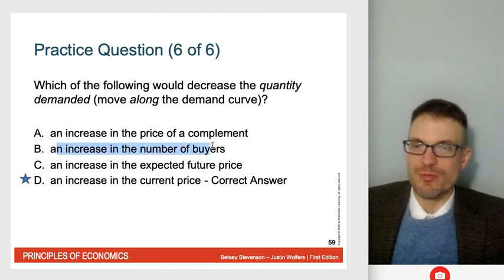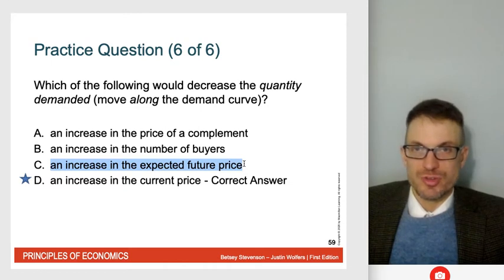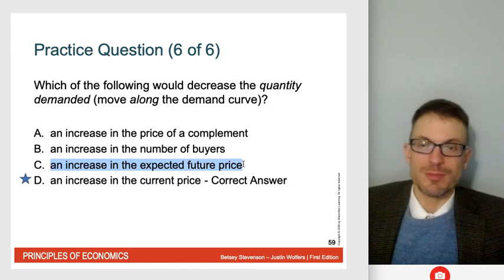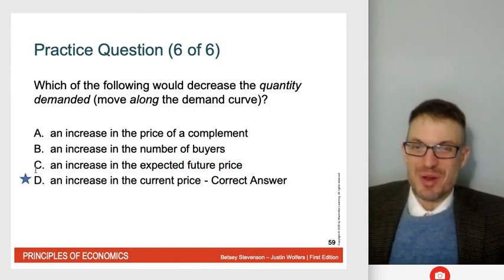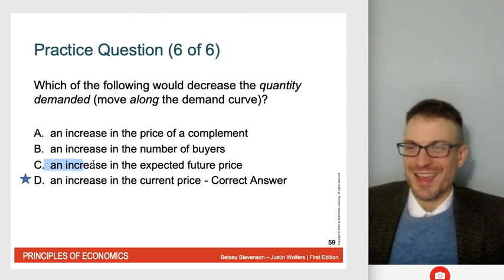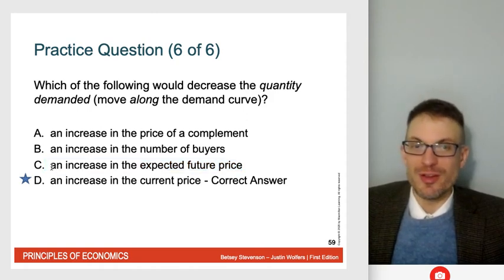An increase in the number of buyers would be a rightward shift of the demand curve. An increase in the expected future price would be a rightward shift of the demand curve. I'm not going to edit that out. An increase in the expected future price means a rightward shift, because it's going to be more expensive in the future, so I'm going to buy more today. It doesn't matter the price. I'm going to buy a lot more today because I believe it's going to be way more expensive in the future.